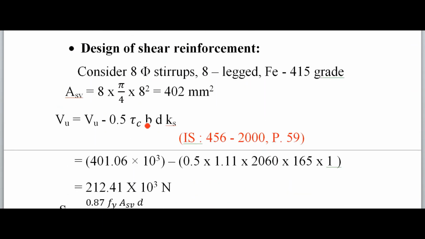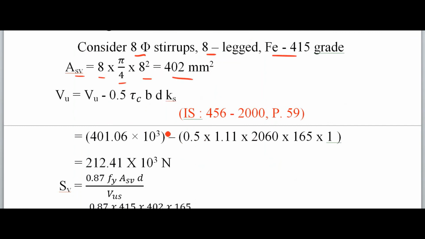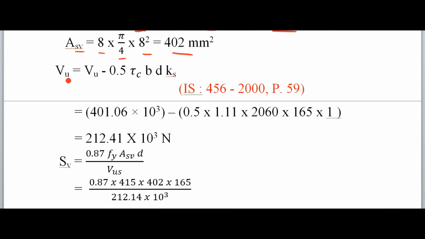So we are going to design a shear reinforcement, considering 8 mm stirrups, 8 leg, Fe415. So ASV is 8 into pi by 4 into 8 square, which is 401. If the shear reinforcement is in the column, then this shear reinforcement is required in the slab, right? So Vus is equal to Vu minus 0.5 tau c bd Ks, from the IS 456 2000 page number 59. Let's check this equation.